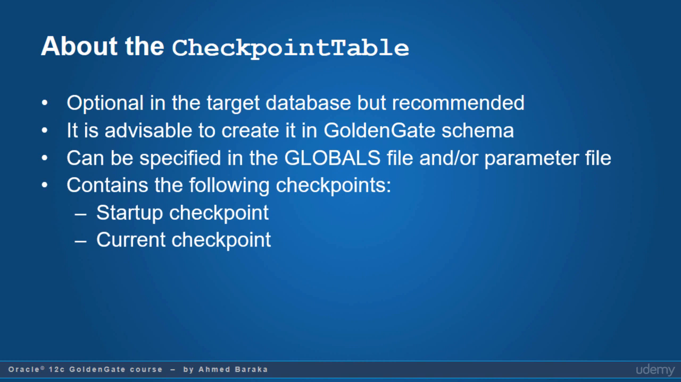Checkpoint information written by the replicate includes the following: startup checkpoint. This is the first checkpoint made in the trail when the process started up. And current checkpoint. This is the position of the last record read by the replicate in the trail.